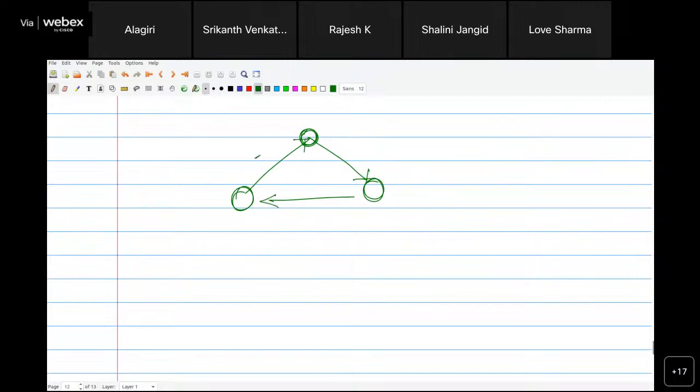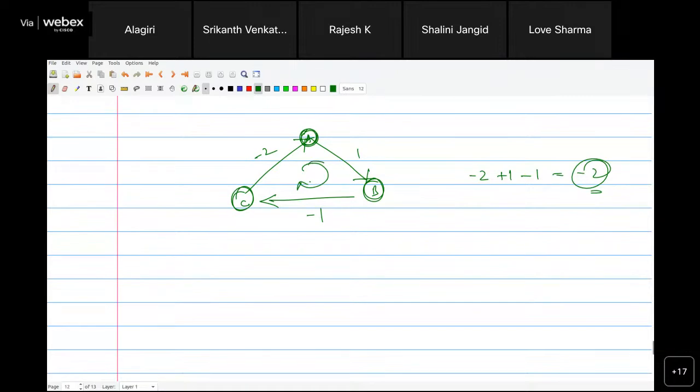So you have a cycle -2, 1, -1. The weight of this cycle will be -2 + 1 - 1, which is -2. So we will say this is a negative cycle. If you have a negative cycle in your graph, what happens is, if I go around this negative cycle, my weight will get decreased.